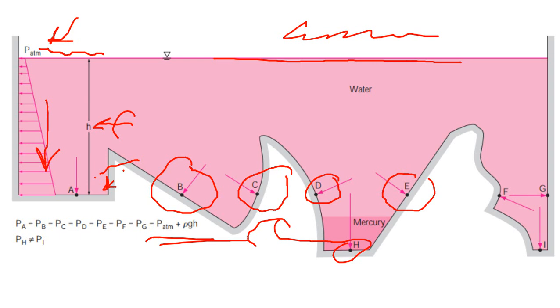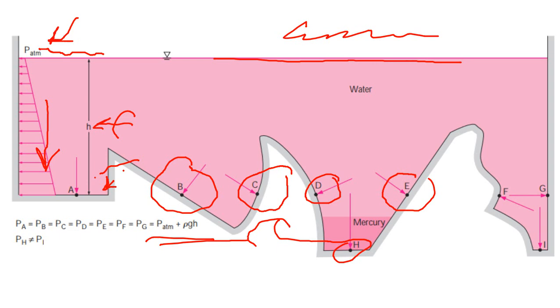Pressure acts perpendicular. So three things to take from here. If you have a free surface of a fluid that is exposed to the atmosphere, on the surface you will have atmospheric pressure. As the depth increases, you will have pressure increasing, and pressure always acts perpendicular to the surface of the container, or perpendicular to the wall.